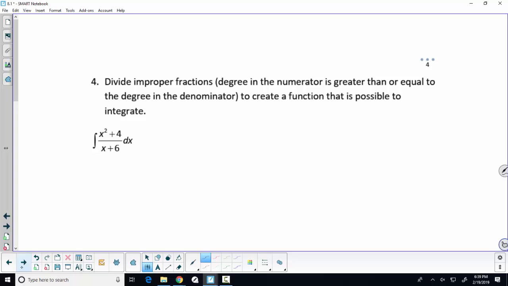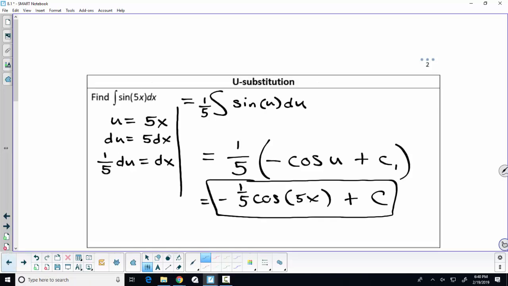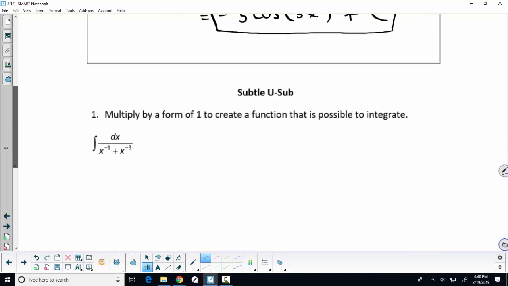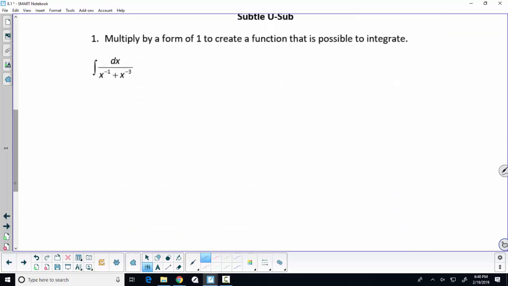So improper fractions, you've got to remember if the degree of the numerator is larger than or equal to the degree of the denominator, there are improper fractions, and we have to divide those out. I mean, you don't have to, but typically that's the strategy. I probably should have put this in a later example, but it first says multiply by a form of 1 to create a function that's possible to integrate.